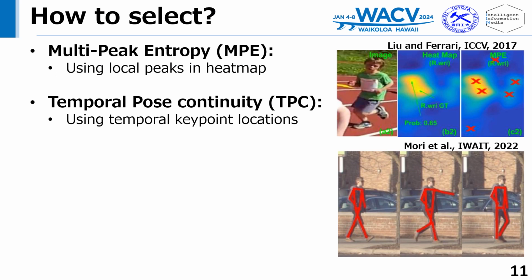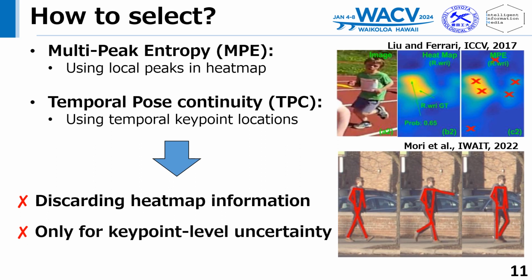Multi-peak entropy quantifies uncertainty in human pose estimation using local peaks in the heat map. Temporal pose continuity utilizes the temporal change of key point locations. However, these methods discard heat map information and are designed only for key point level uncertainty.